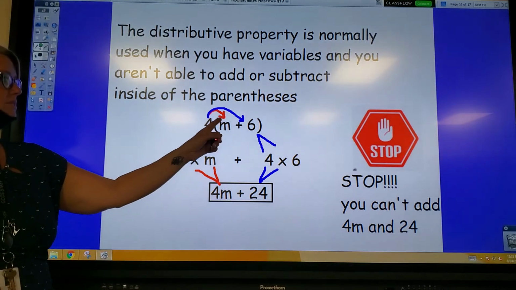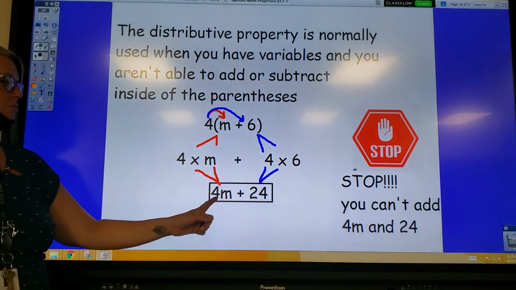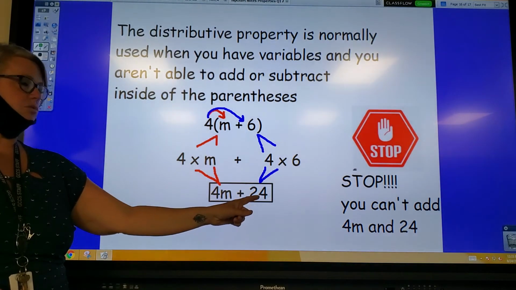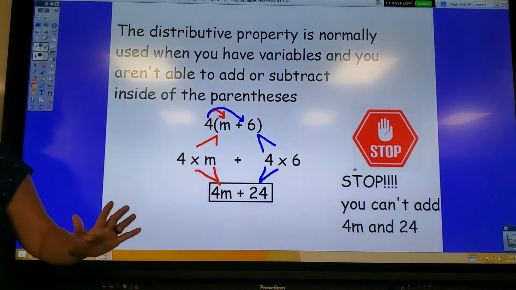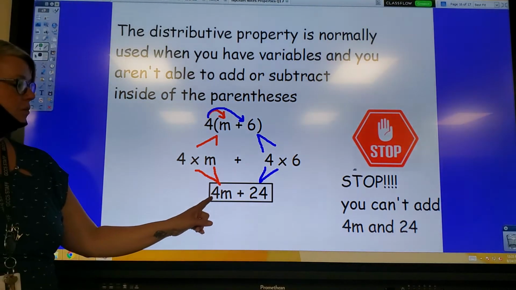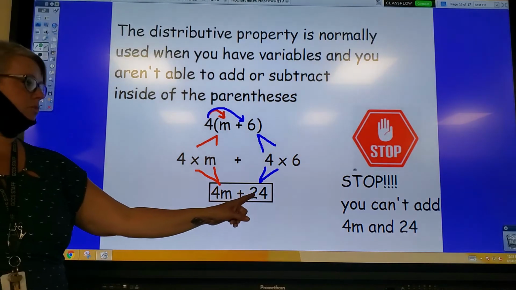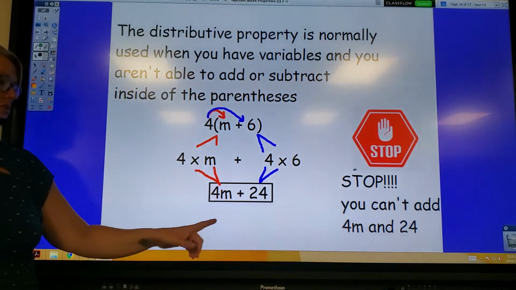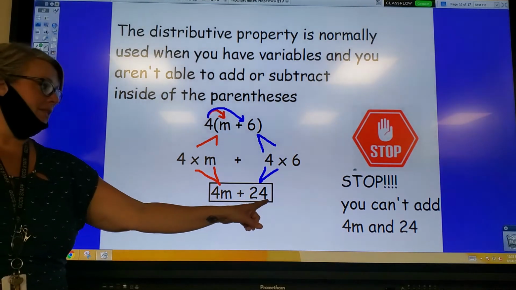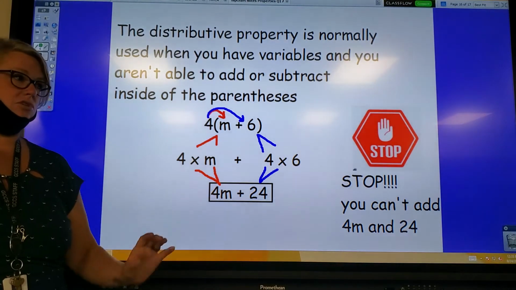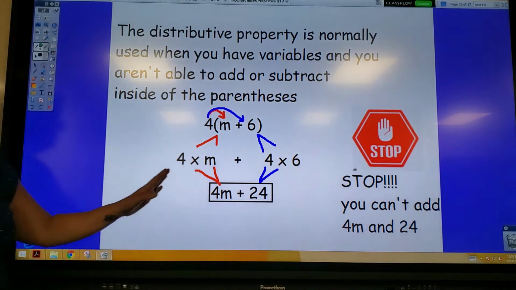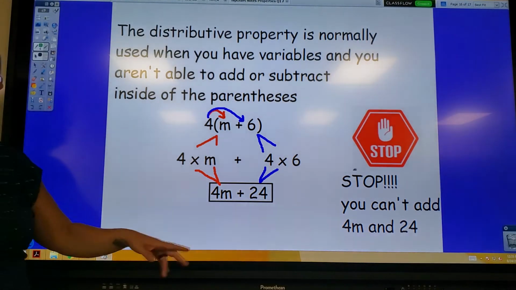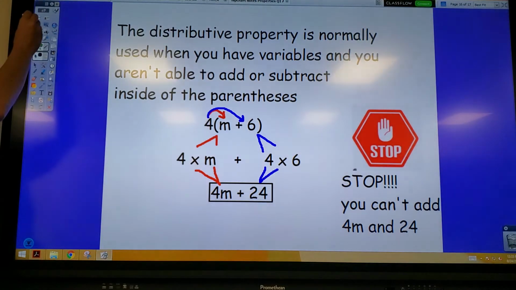So we could do 4 times m, and 4 times m would be 4m. And we could do 4 times 6, and 4 times 6 is 24. And then you're finished. You stop there. So many times people want to combine the 4m and the 24 and say 28m, but you cannot do that because, again, unlike terms, this has an m and 24 does not have an m. So you cannot add them or subtract them, so you would just stop right there. Do you remember doing any problems like this last year? Yes. Okay. So we're going to do a couple to practice, okay?